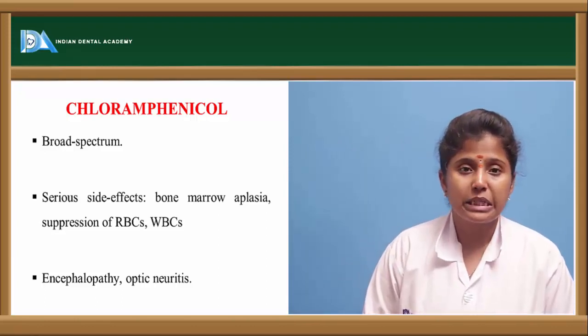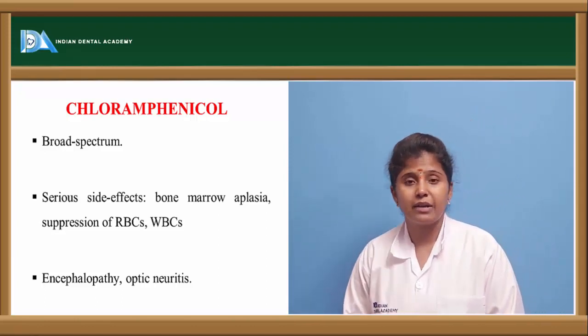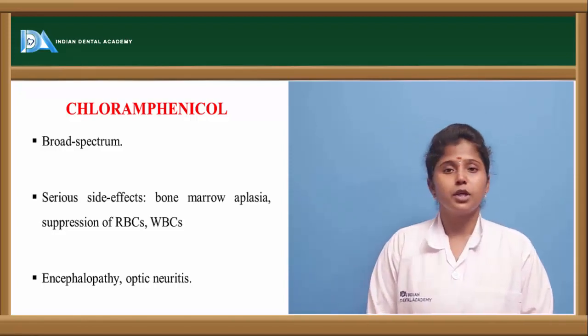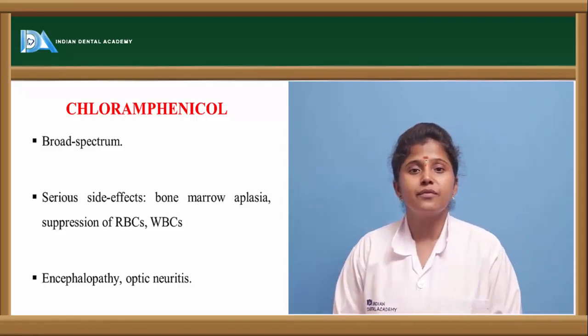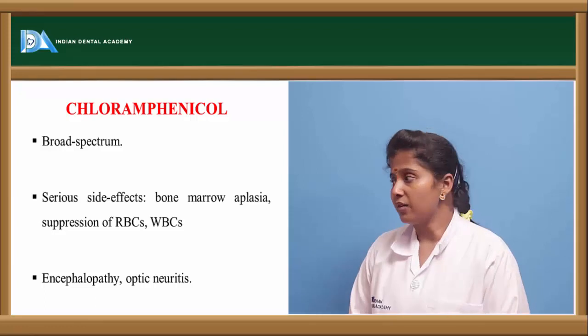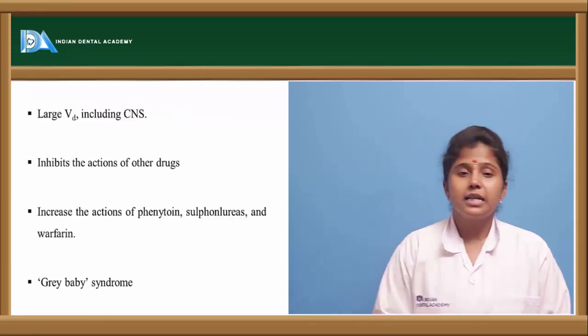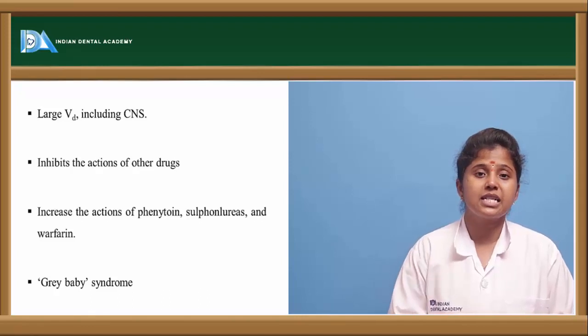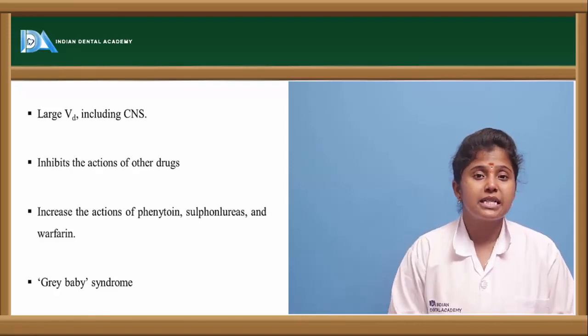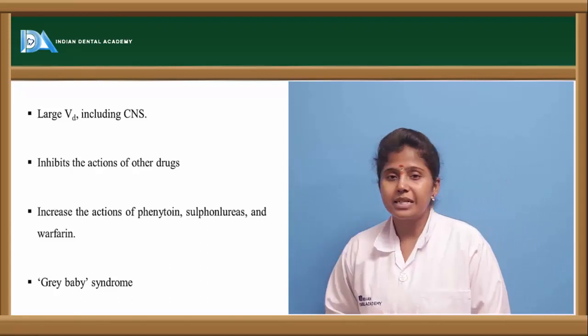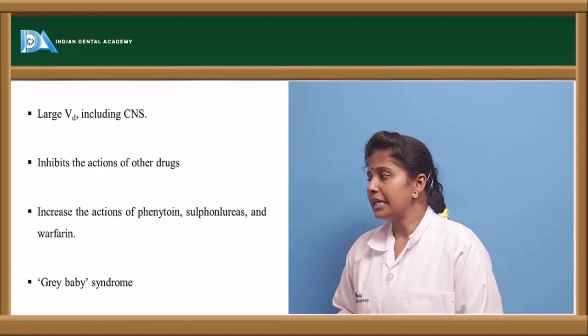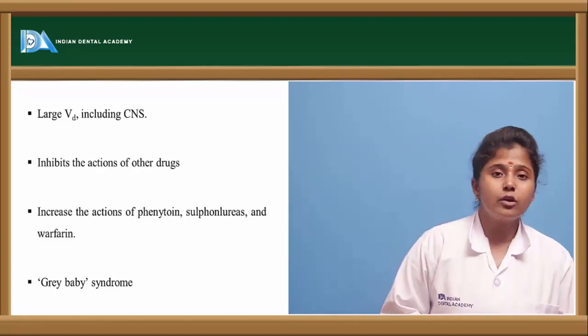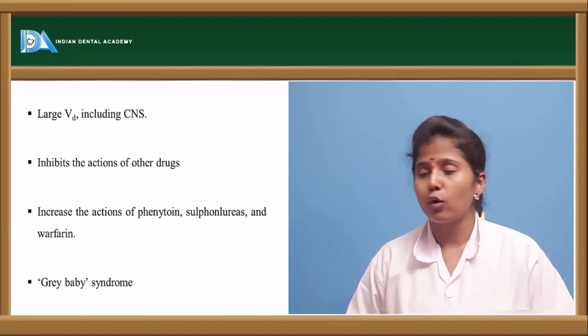And encephalopathy is a condition where the brain functioning is not proper. And optic neuritis is a condition where inflammation of the optic nerve takes place. It has a large volume of distribution including the CNS, in the sense that it is distributed very well in the CNS, and it inhibits the action of other drugs, and it increases the action of phenytoin, sulfonylureas and warfarin.